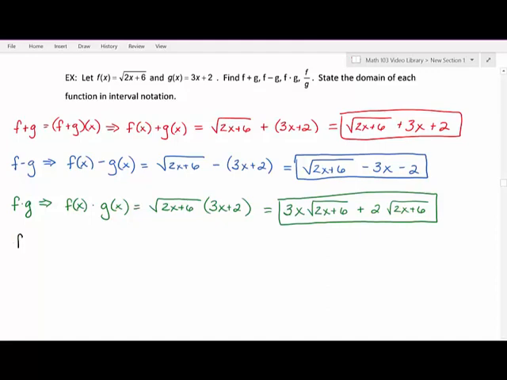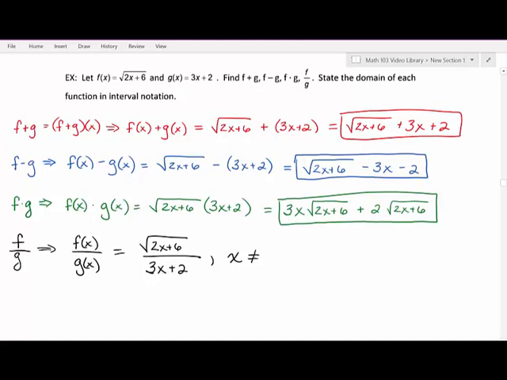Lastly, we have our quotient function, f divided by g. Here we're going to take f of x and divide it by g of x. Well, that's the square root of 2x plus 6 divided by 3x plus 2. We look to see if we can simplify this. Well, I can't divide that binomial 3x plus 2 into that radical, so that's as simple as we can make it. But since we now have a variable in the denominator, we want to state what values of x must be excluded.